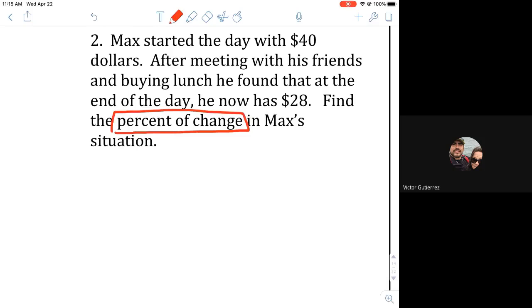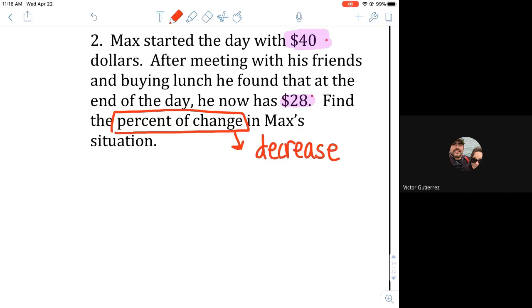Okay. Now, obviously, the first thing you need to consider is are we increasing or decreasing? And from 40, where he started, to 28, where he ended, that's obviously going to be a percent decrease.